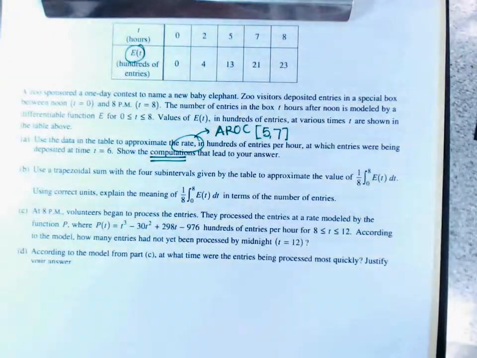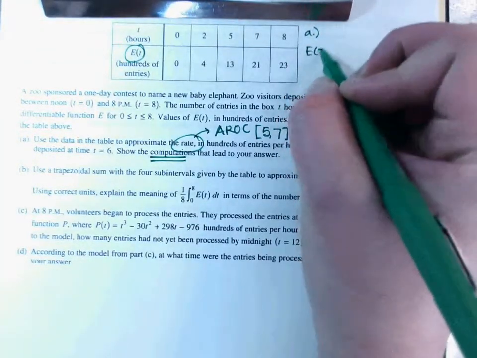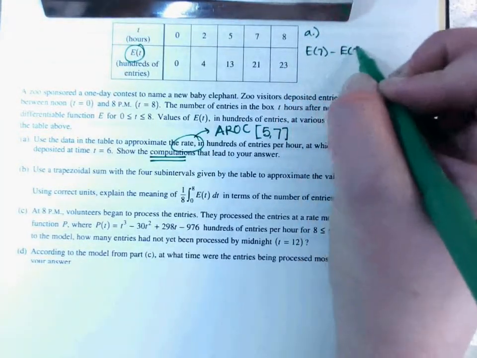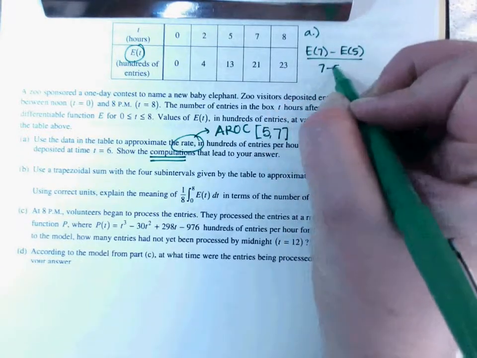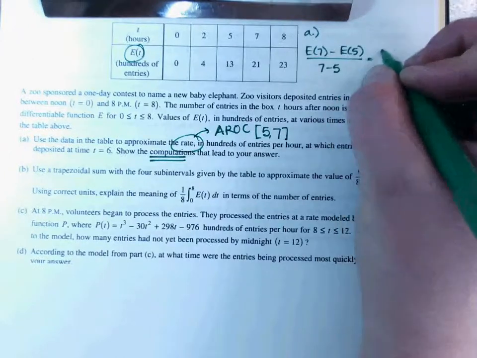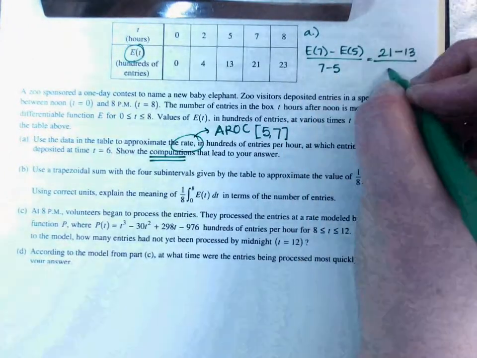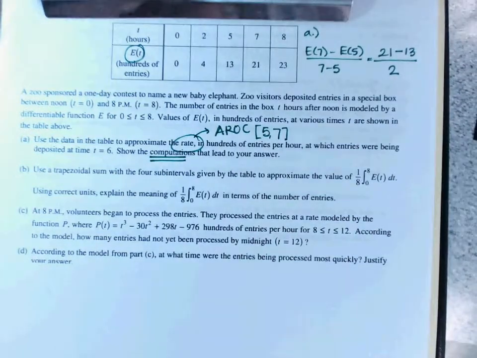Remember, I'm going to call my function e because that's what it's called in my table. So it would be for part A, e of 7 minus e of 5 over 7 minus 5. E of 7 is 21. E of 5 is 13. Bottom comes out to be 2. And I don't really have to subtract it. You can if you want to, but you don't have to.